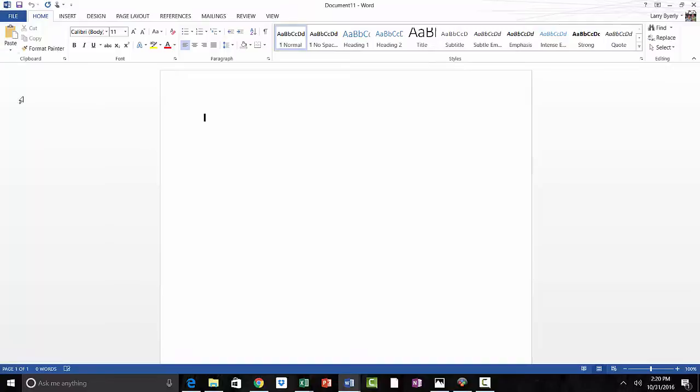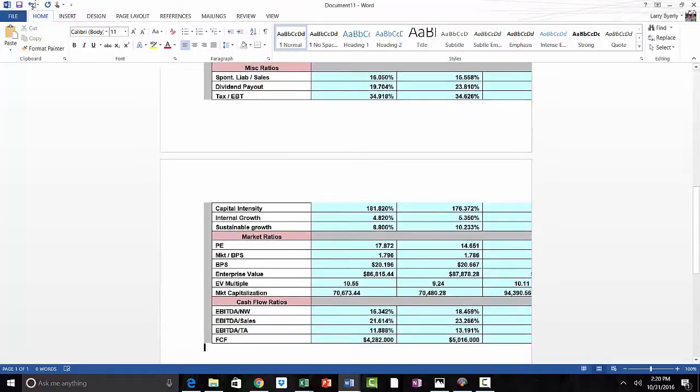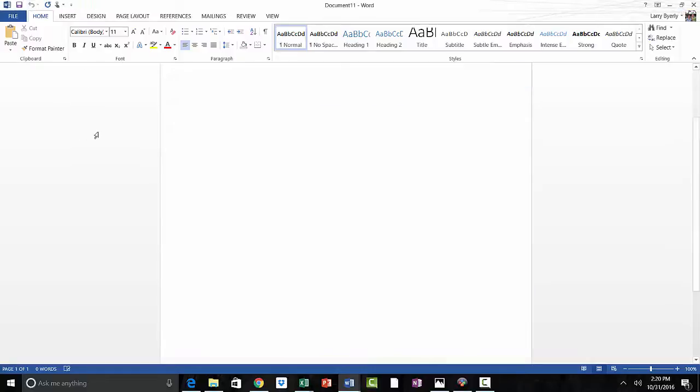Don't just do paste. If you do paste, what will happen? Well, let's do it. If you do paste, what you'll find out is it's going to go across the page and you won't be able to see the whole thing. It's going to input this as a worksheet, and since it's not formatted for the size of a page, it goes off the page, and we can't have that. So let's just get rid of that.